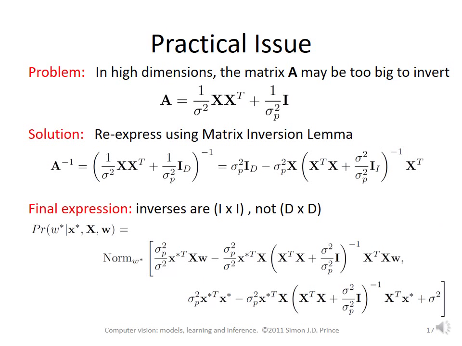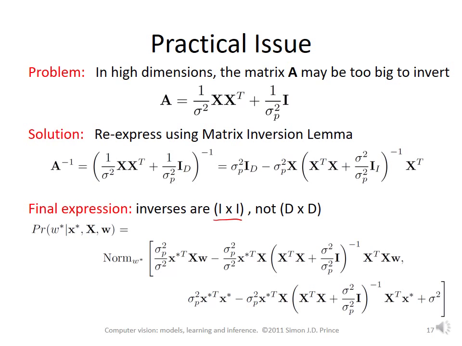Now, we mentioned that A matrix was going to be quite big if D is large, and that could be a problem. So in high dimensions, you'll have real trouble inverting that A matrix. And so this is where the matrix inversion lemma comes in. Instead of dealing with inverting something that's D by D, you can use the matrix inversion lemma to invert something that's I by I.